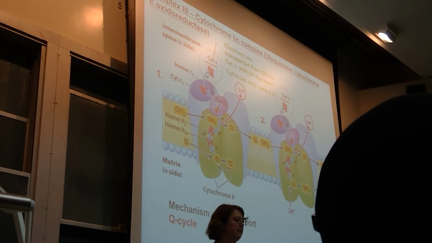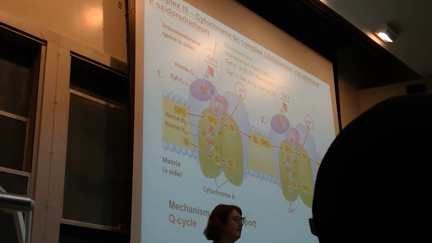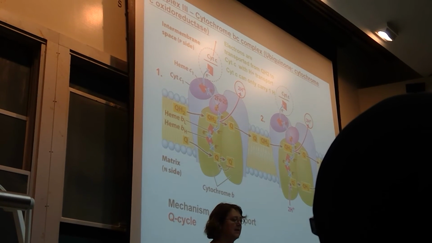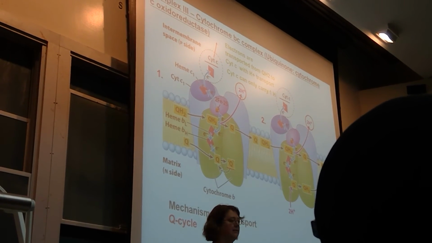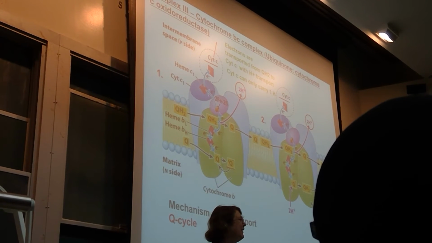So you have two different ones coming in. The first QH2 donates one electron, it makes the semiquinone radical. That moves into position to accept the second electron from another QH2, forming the fully reduced QH2, which is diffusible.